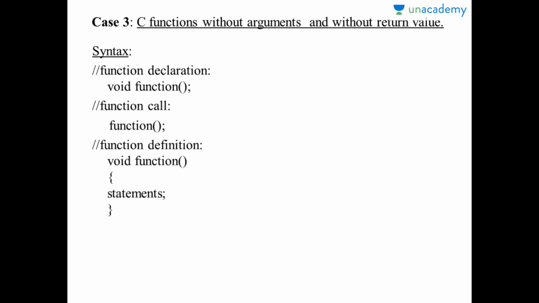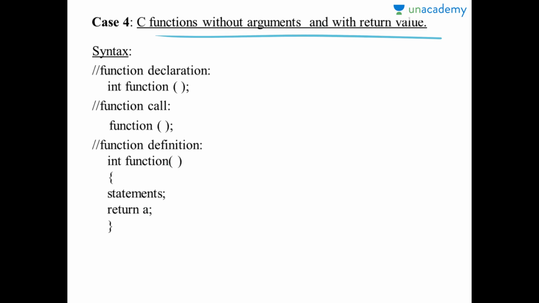Moving on, case 3, functions without arguments and without return values. This is the syntax for declaration, calling, and definition. And as you can see, there are no arguments and no return value. And lastly, case number 4, functions without arguments and with return value. This is the declaration, calling, and the definition. And again, you can see there are no arguments but there is a return value.